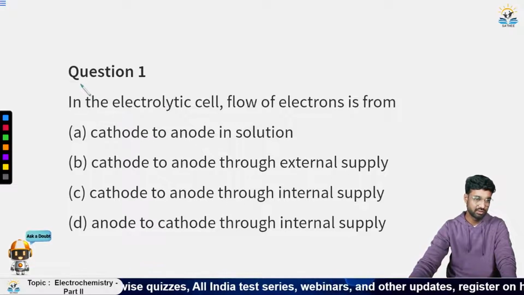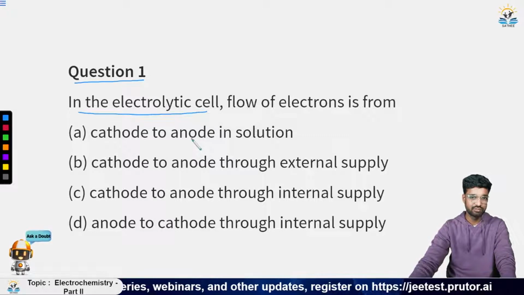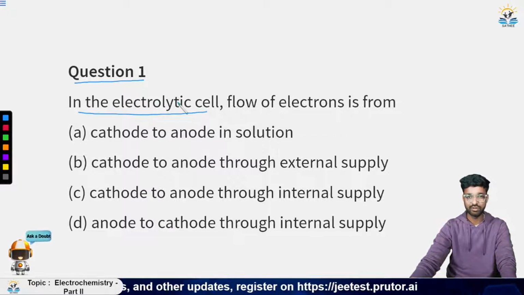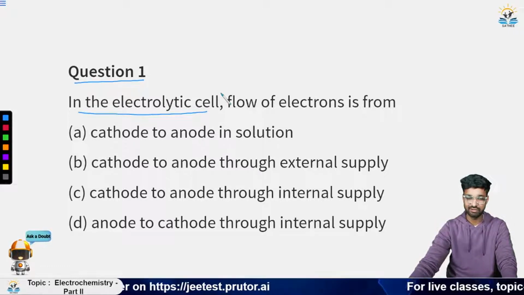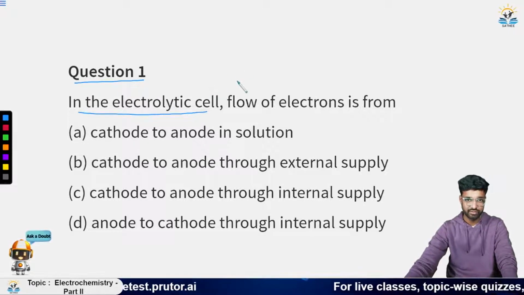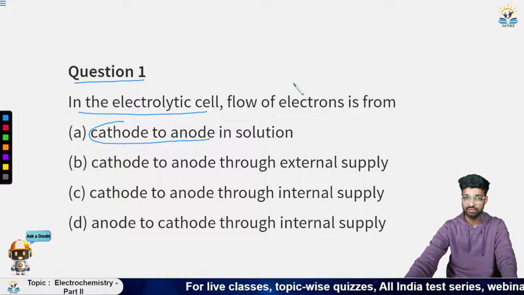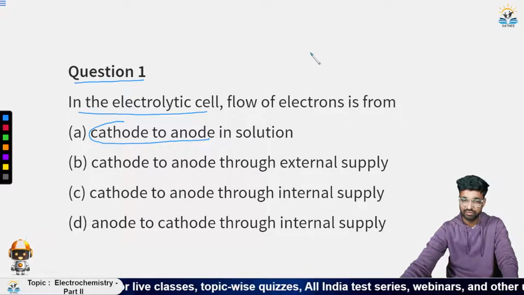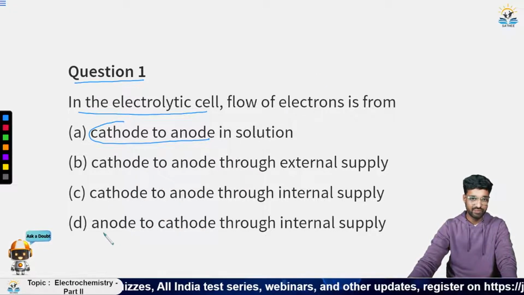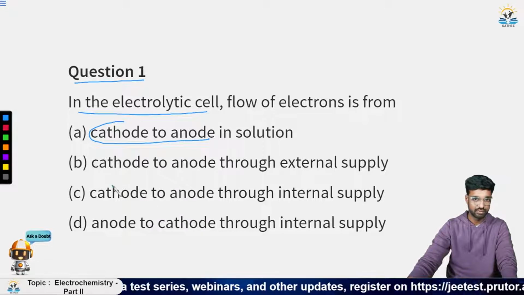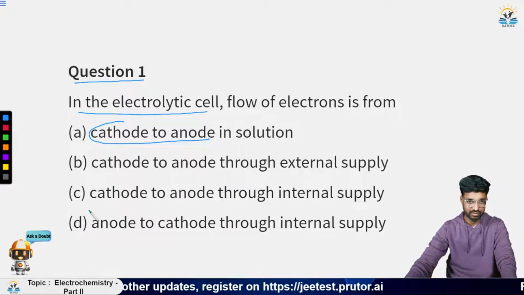Now let us move to some of the questions that we have here. So in an electrolytic cell, flow of electron is from where to where? So I have put the image of that electrochemical cell, or galvanic cell. So if you have seen it, electron was moving from left to right, and on the left side we have the anode. So it is happening from anode to cathode, through the external supply.